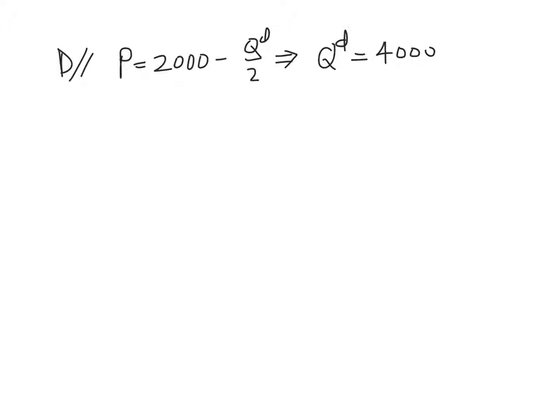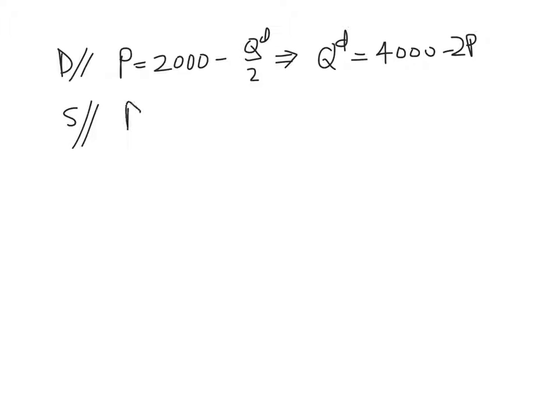So to get the demand curve, we've got the inverse demand curve, P equals 2,000 minus Q over 2. If you rearrange, getting the quantity demanded on the left-hand side and doing the algebra necessary, you find that quantity demanded equals 4,000 minus 2P. So you do the same type of manipulation to get the domestic supply curve.